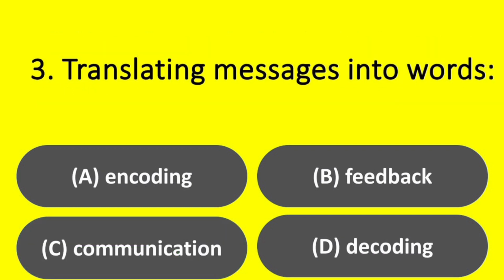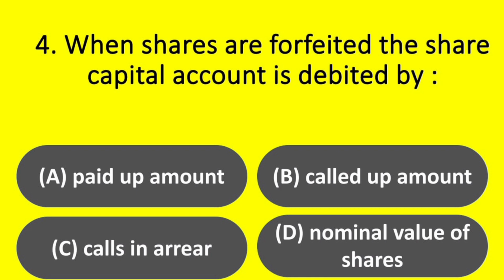Translating messages into words. Options: encoding, feedback, communication, decoding. Answer: option D, decoding. When shares are forfeited, the share capital account is debited by option A paid up amount, option B called up amount, option C calls in arrear, option D nominal value of shares. Answer: option B, called up amount.